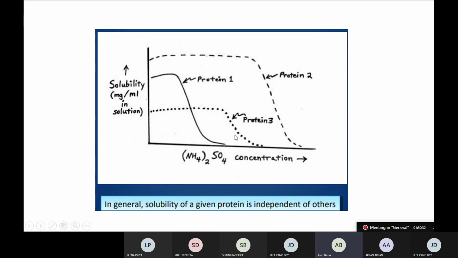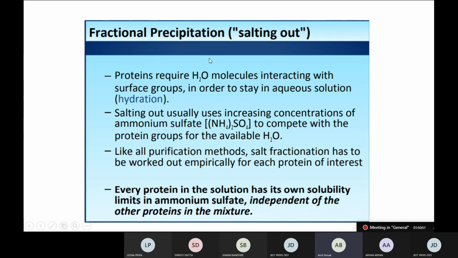These slides you have to go through. I am not covering all the slides. This is the ammonium sulfate precipitation method, that different proteins precipitate at different concentrations of ammonium sulfate. So I think if you go through the slides, you will understand what is being said. So I'm not covering everything.